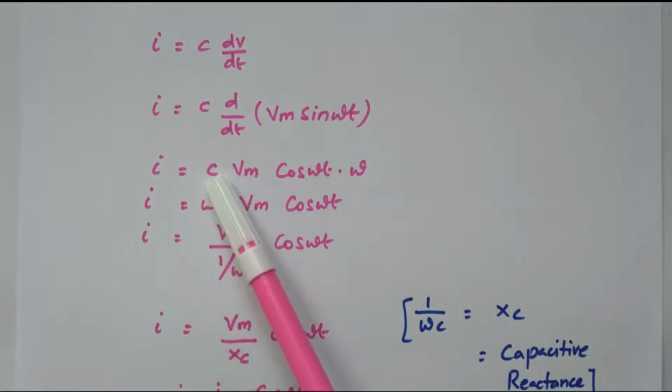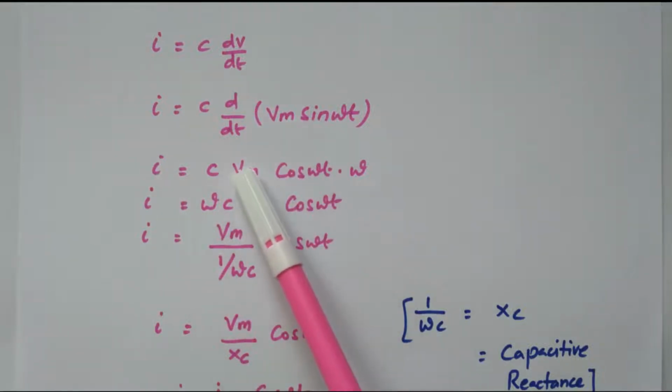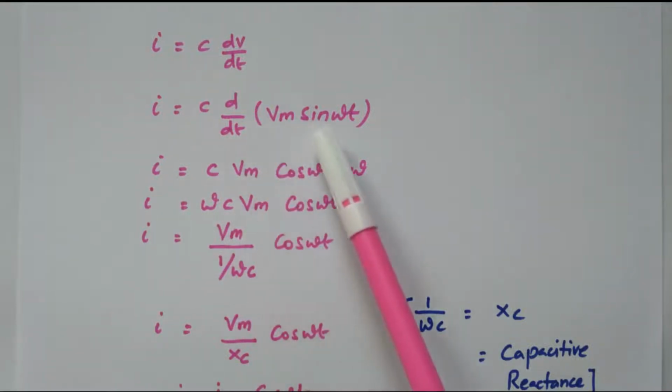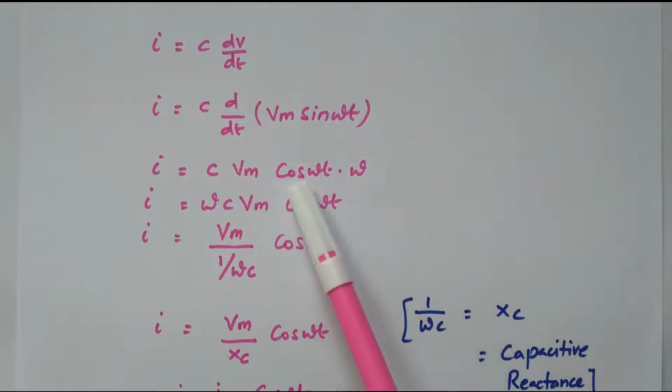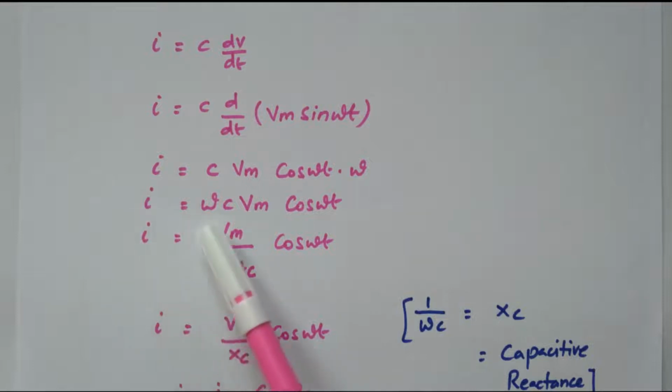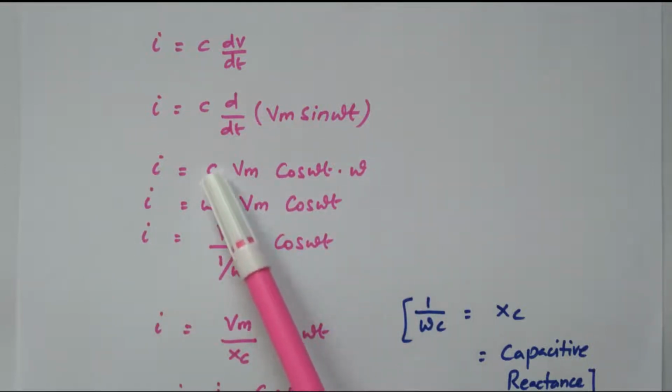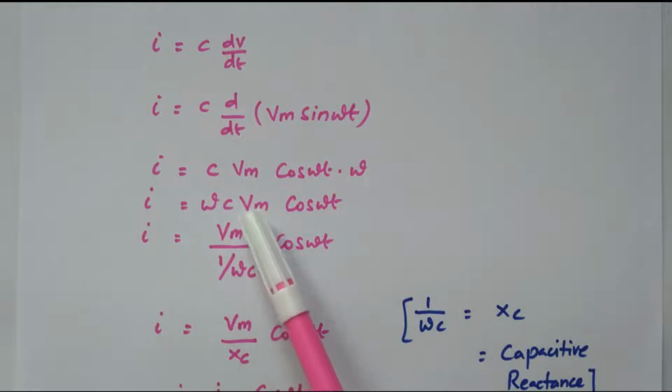So I equal to C, this Vm is constant, so we take it outside. The differentiation of sin omega t is cos omega t into omega. So I equal to omega into C into Vm, omega C Vm into cos omega t. So this omega C is brought to the denominator, so 1 divided by omega C. So omega C and 1 divided by omega C, both are equal.